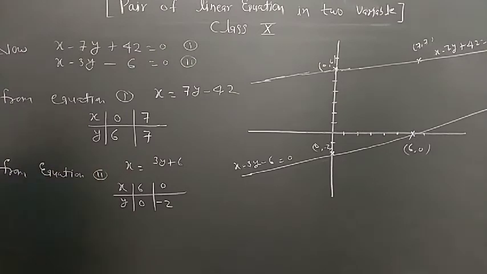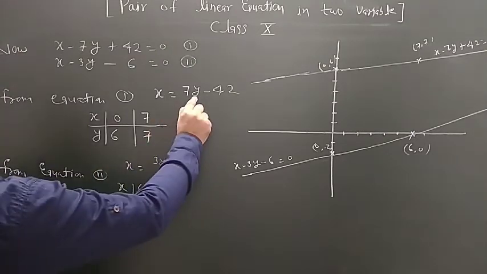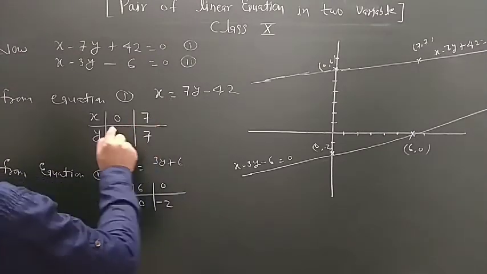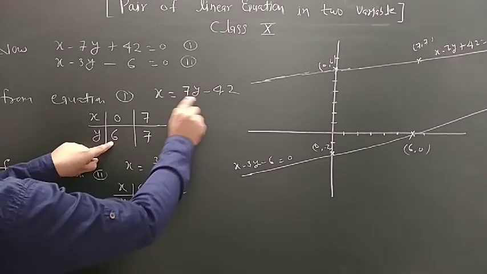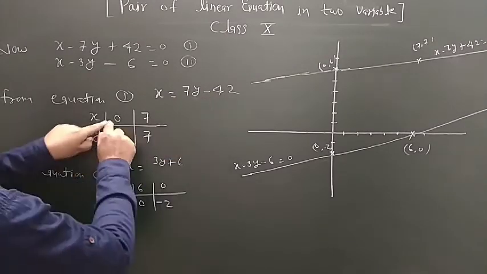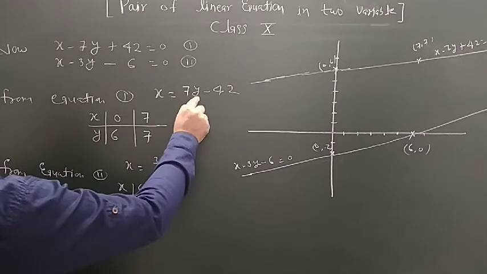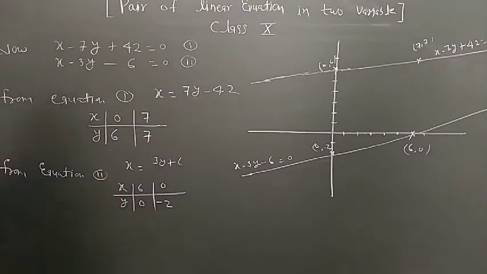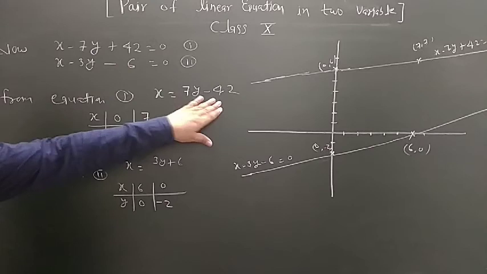So now put the first value of y, which is 6 here. So 7 sixes are 42 minus 42, x becomes 0, and the second value of y is 7. You can take any value for solving this type of equation.